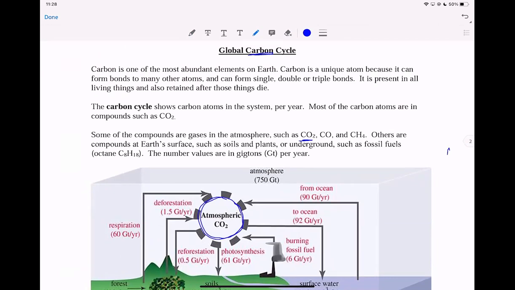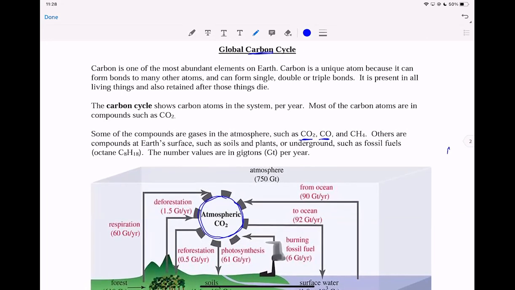But we also know that carbon is a gas in carbon monoxide. We talked about that in the air pollutants. And then we also know that there is methane gas. So that's CH4. Remember, that's called methane.